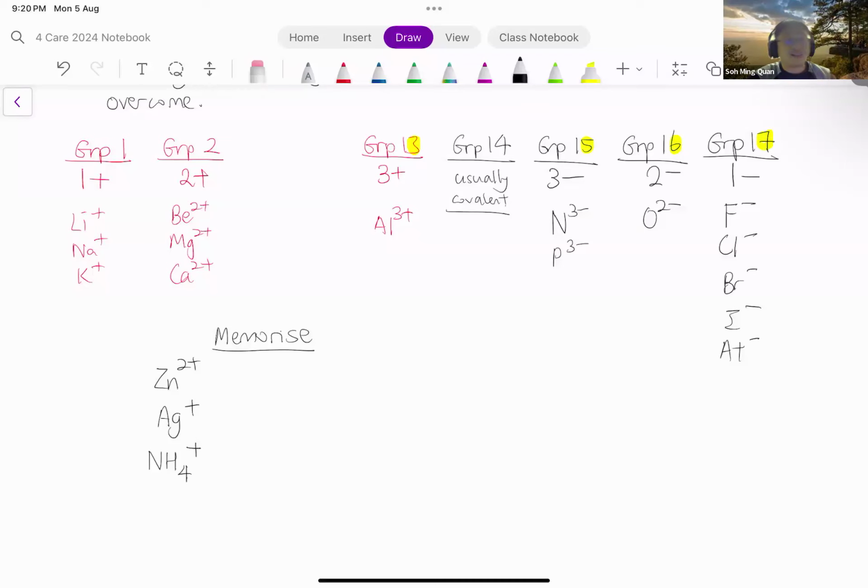And then you have several anions that have to be memorized. Hydroxide, OH minus. Nitrate, NO3, the 3 is at the bottom. The 3 refers to 3 oxygen. The charge is actually just minus. So take note, the charge is 1 minus. So nitrate is 1 minus charge.